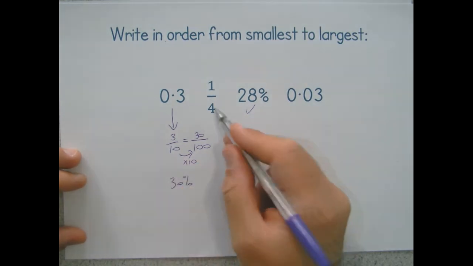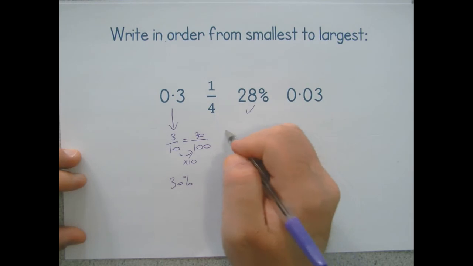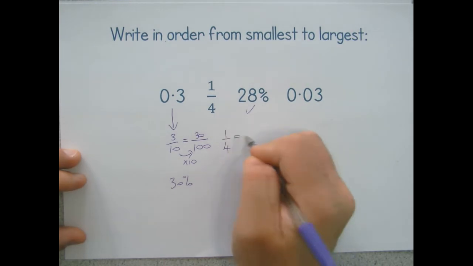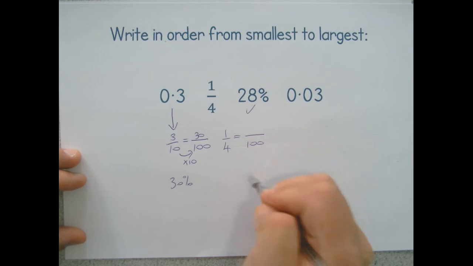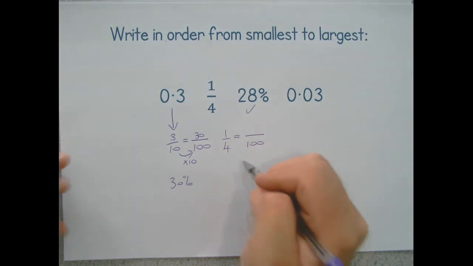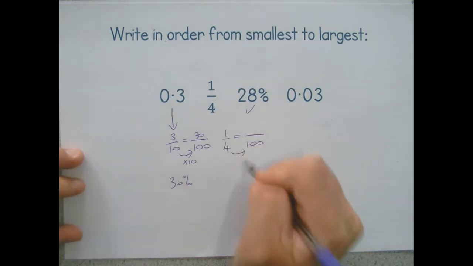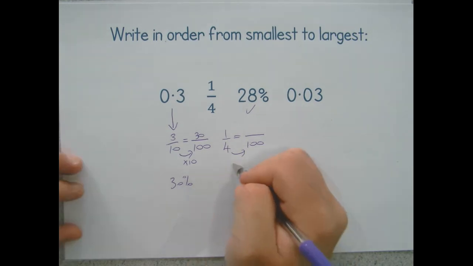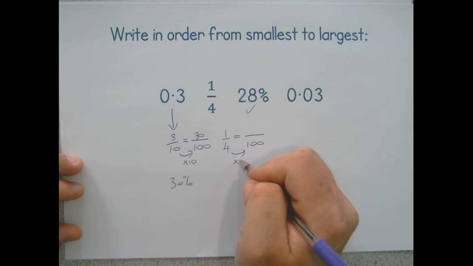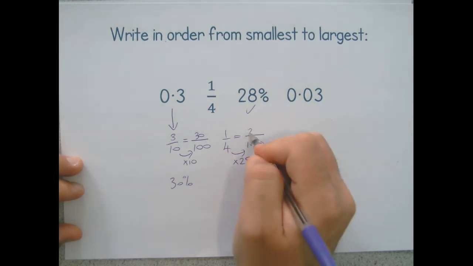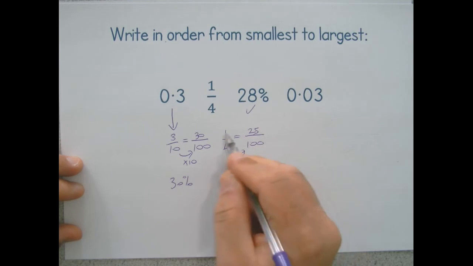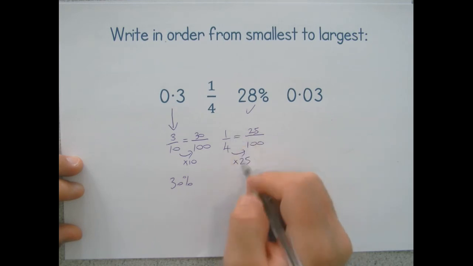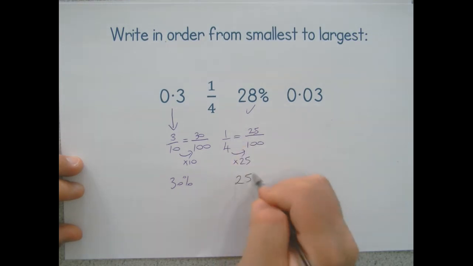Now 1/4 is already a fraction, but I want it out of 100 to get it as a percentage. And you just got to ask yourself, how many times does 4 go into 100? 4 goes into 100 25 times. So we times the bottom by 25, times the top by 25. 1 times 25 is 25. 25 out of 100, 25%.